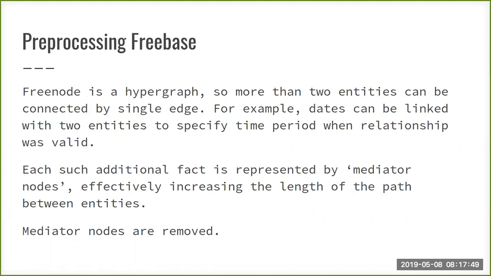So there could be some auxiliary information injected in the graph itself, for example, the time when a certain relationship was valid. Internally, each such auxiliary information is represented as another node attached in the middle between the entity and relation, increasing the effective path between the entities. All those mediator nodes are removed. This increases the coverage of questions that could be answered by a single lookup quite a lot, and allows them to simplify the thing by a lot as well.